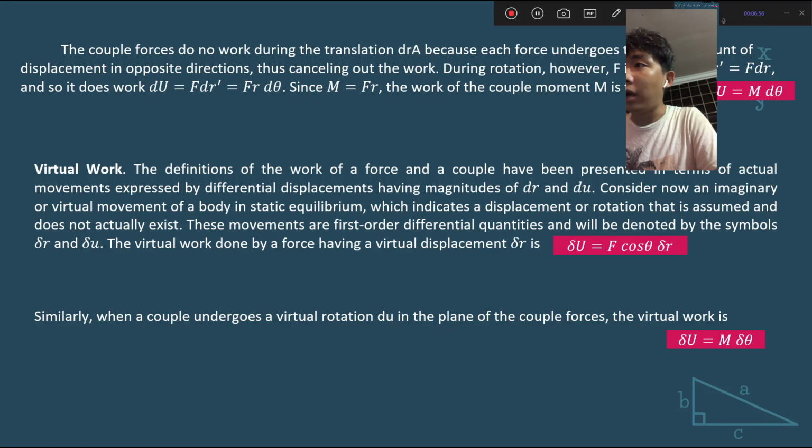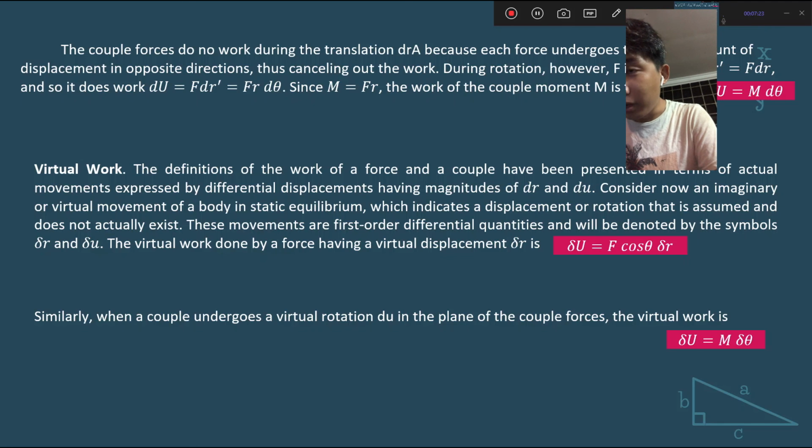During rotation, however, F is displaced by dr' = r dtheta, so it does work. dU = F dr' = Fr dtheta. And since M = Fr, the work of the couple moment M is therefore dU = M dtheta. Virtual work.